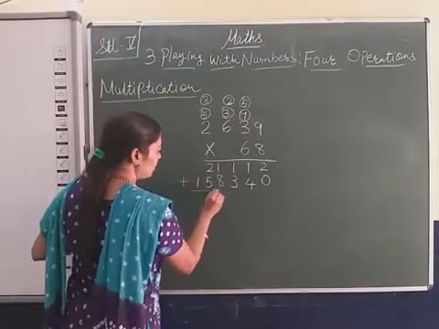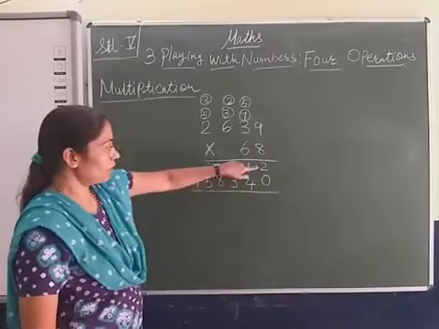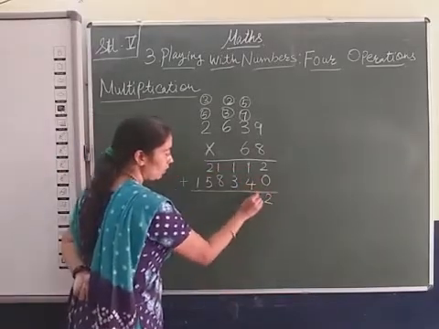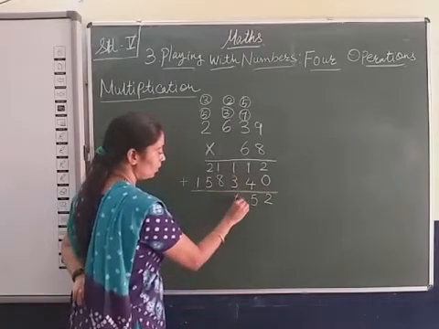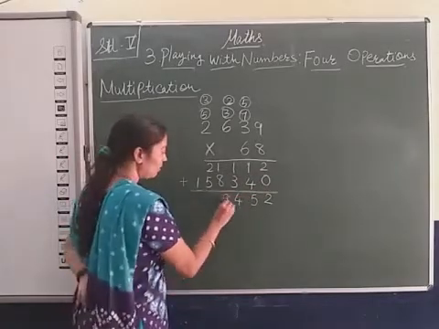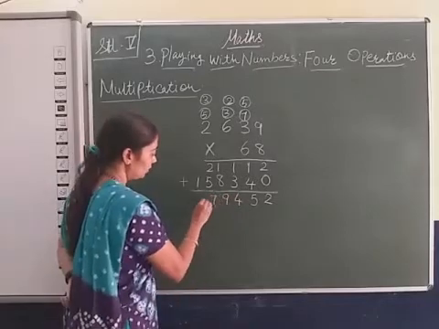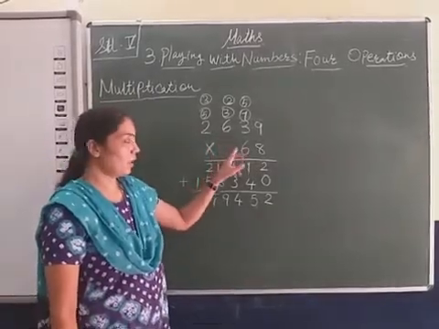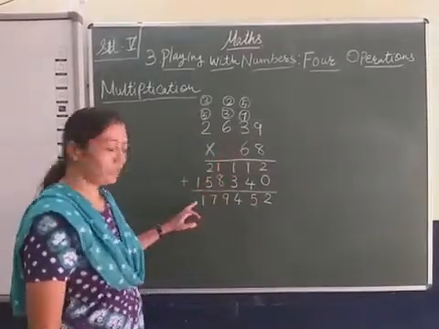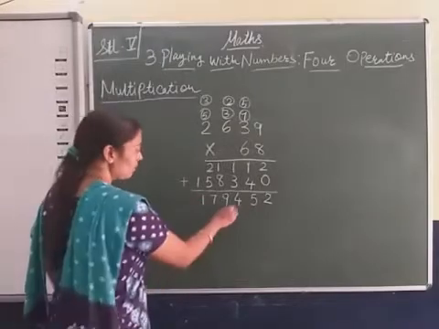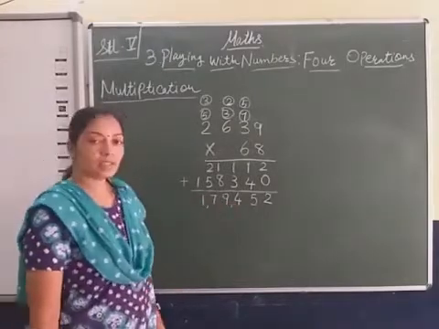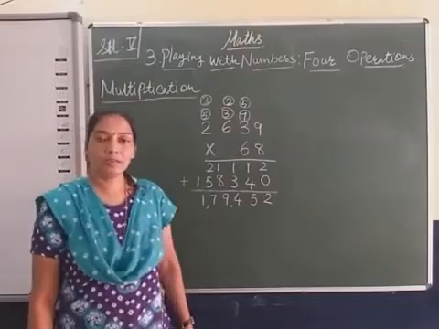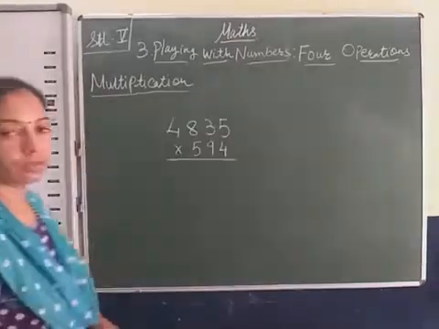Now we add these products. Now see what the final answer is. 2 plus 0, 2. 1 plus 4, 5. 1 plus 3, 4. 1 plus 8, 9. 2 plus 5, 7, and 1. So when we multiply this number by the two-digit number 68, we find the product as 1,79,452.